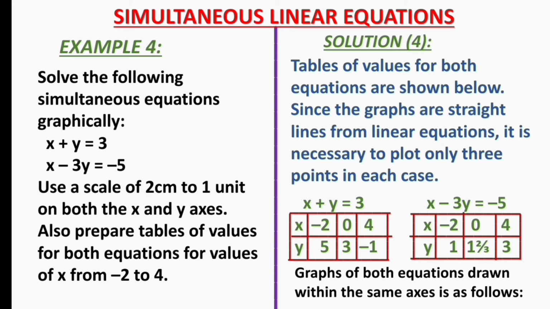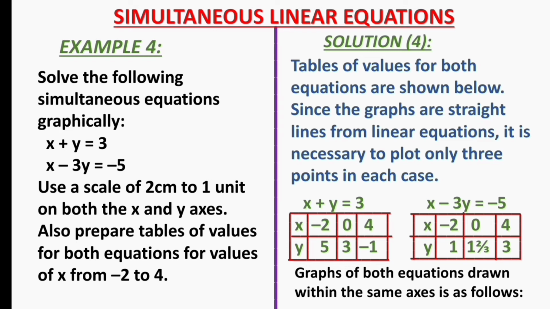In the table of values for the second equation, which is x minus 3y is equal to -5, we have it that when x is -2, y is 1. When x is 0, y is 1 whole number 2 over 3. And when x is 4, y is 3. Having known these values, let's draw the graphs for both equations.